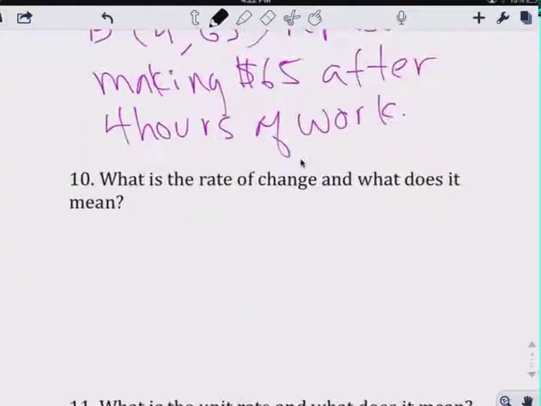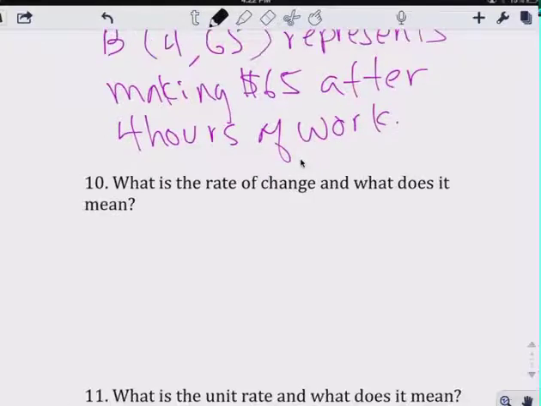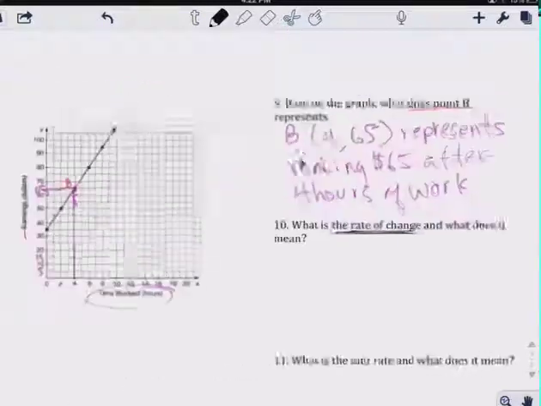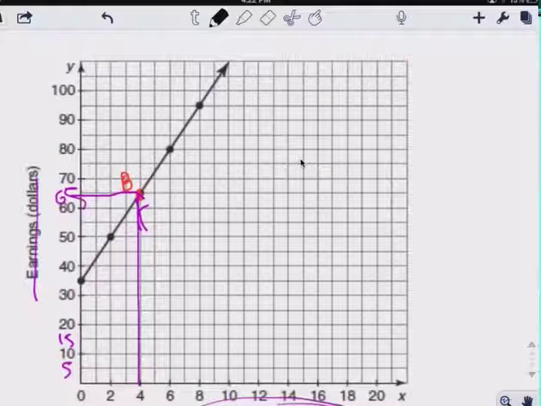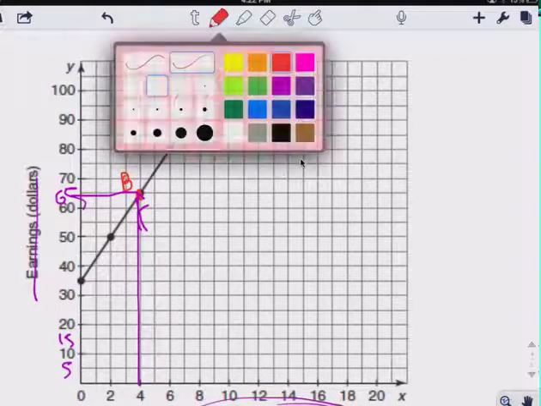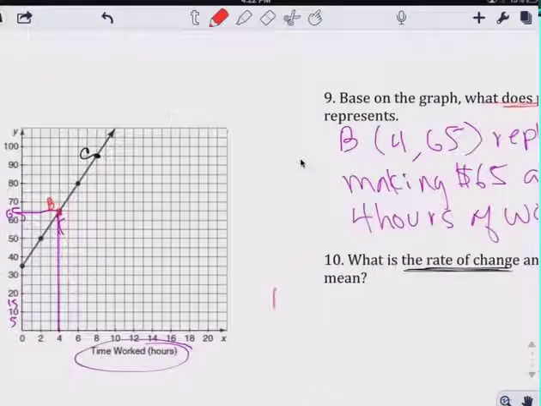What is the rate of change and what does it mean? Okay, the rate of change, remember how much it changed. So if I'm going to leave this B, let's say I pretend this is C. It doesn't matter which 2 dots you choose. Your rate of change will always be the same. I'm going to choose C here then. So B to C. So B is at 65.